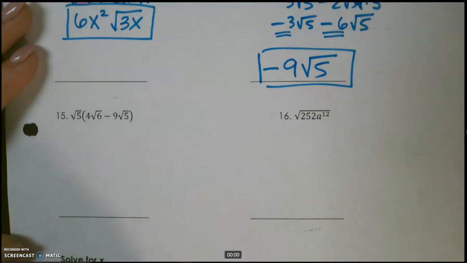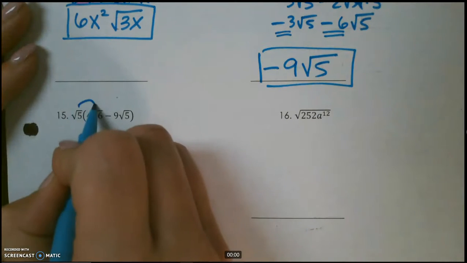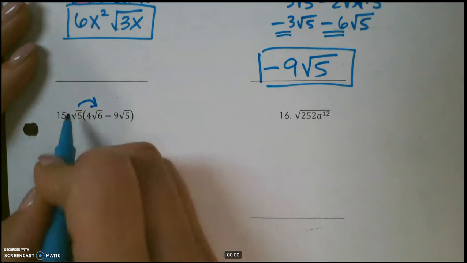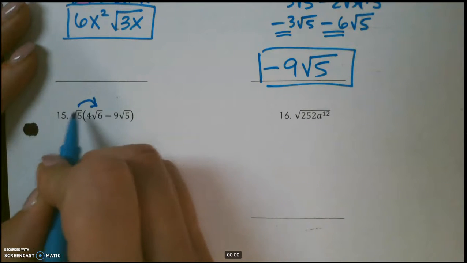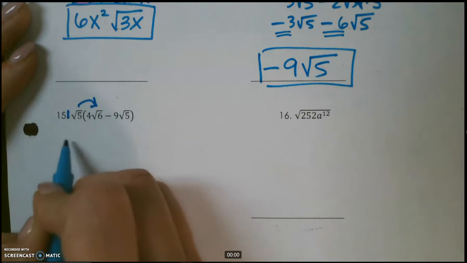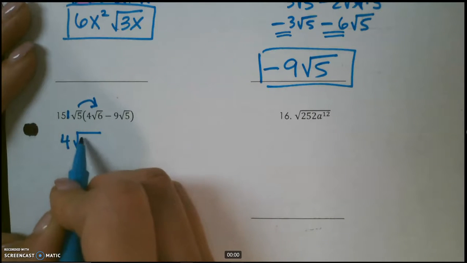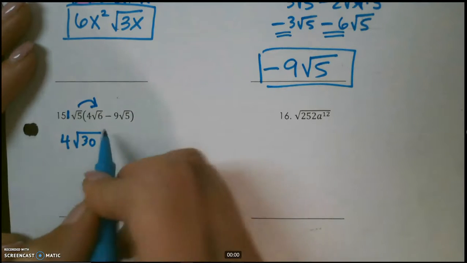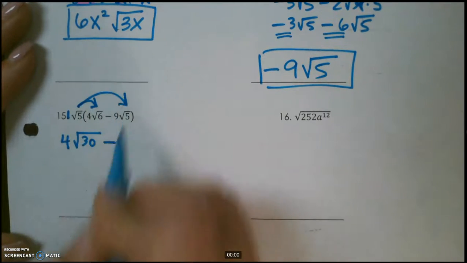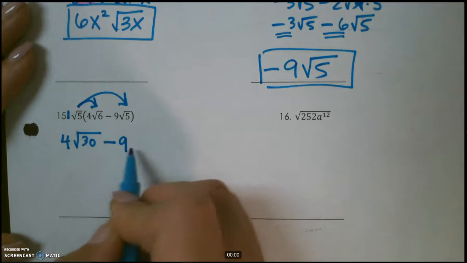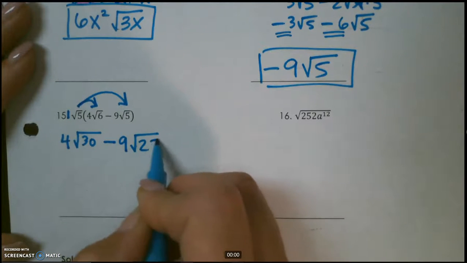All right, coming down here, we have a distribution case, which means we're going to be multiplying. So we're going to distribute this one. Remember, with multiplication, you do outside times outside. So 1 times 4 is 4. Inside times inside is 30. Then I'm subtracting that to my next distribution. Outside times outside, inside times inside.